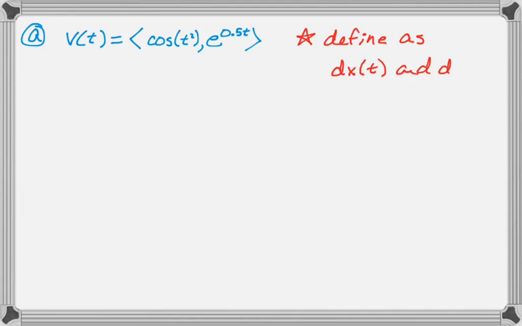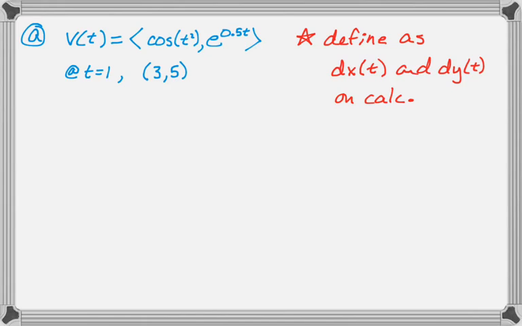So the first thing I do with this problem is I define dx. So I literally type d and then x of t. That's how I store derivatives, dx and then dy. So dx of t is cosine of t squared on my calculator, and dy of t is e to the 0.5t on my calculator. And that lets me just use them efficiently, and I don't have to worry about typing it in again.